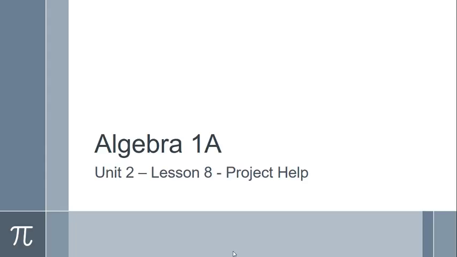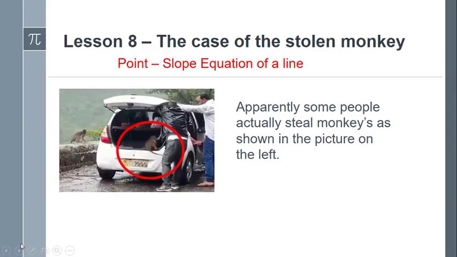Alright, this recording is for Project Help for Unit 2, Lesson 8. Lesson 8 deals with what I call the case of the stolen monkey. So it's about a monkey named Mac that's stolen from the zoo. I kind of thought this was a silly crime until I did some research. And apparently some people actually steal monkeys, as shown on the picture on the left.